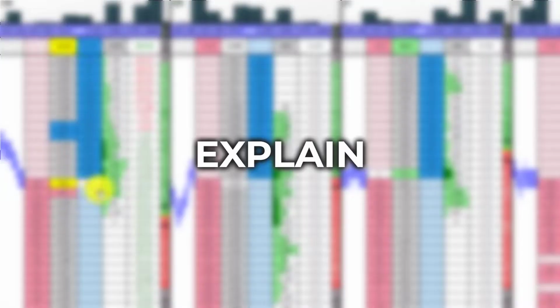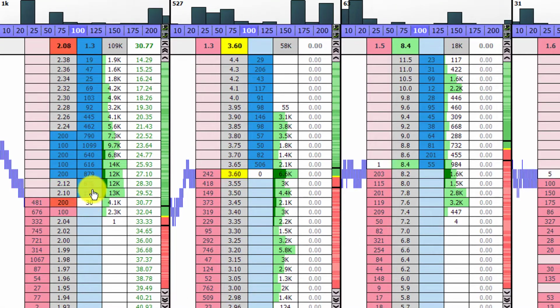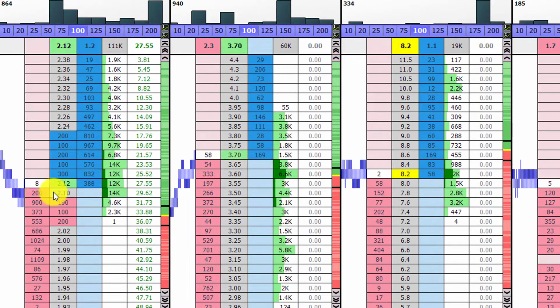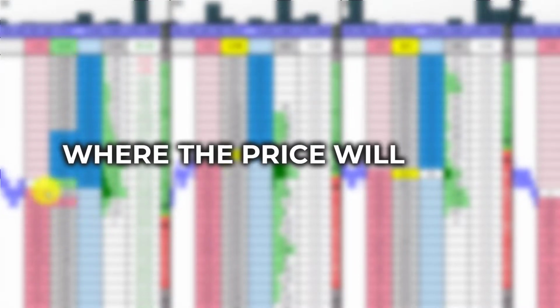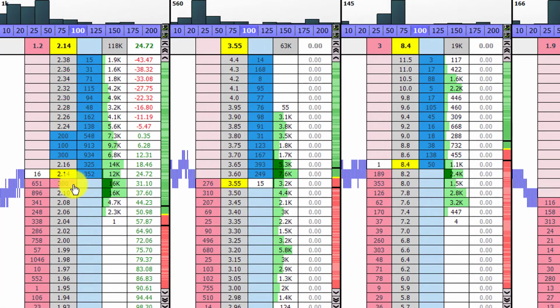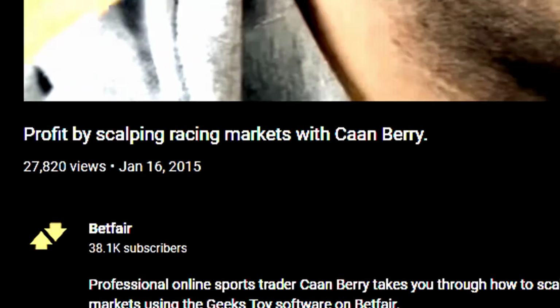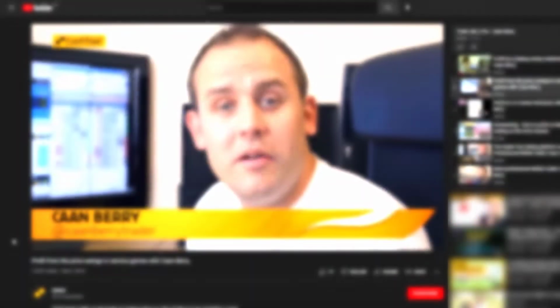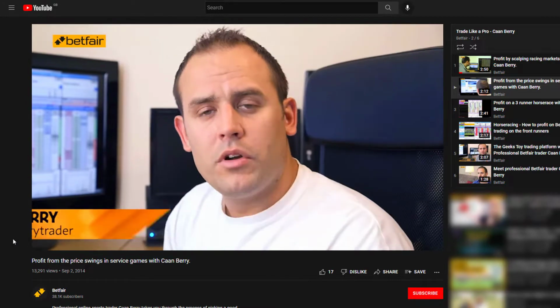So here I'm going to explain Betfair scalping strategy for beginners with a live example on the screen. It's one of the most used strategies amongst professional Betfair traders, as you don't need to predict where the price will move. You only need to do the right thing for a couple of seconds consistently to make large profits, which is why I quit my job to do it over 10 years ago. So if that sounds appealing, check this out.